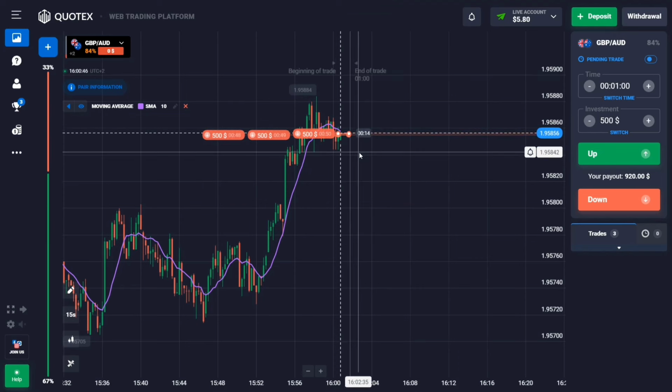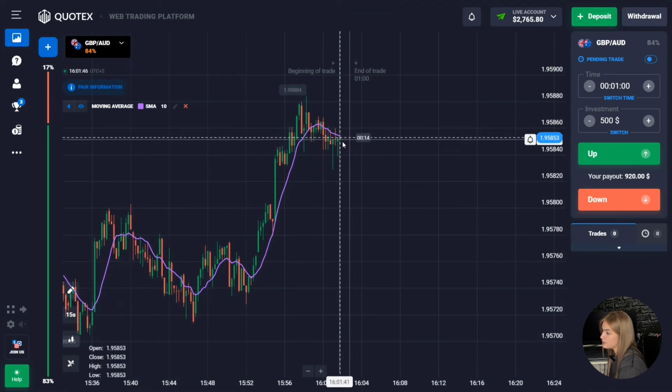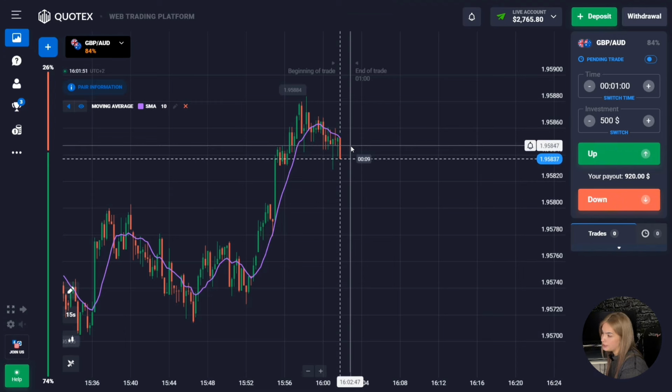It's not bad at all, guys. The price continued to move down and we got the profit here. These situations work out perfectly. The indicator also helped us to determine the price reversal point, and let's continue, guys.